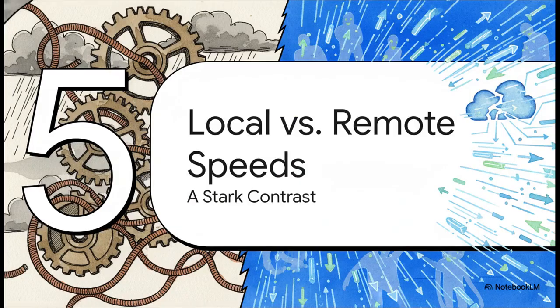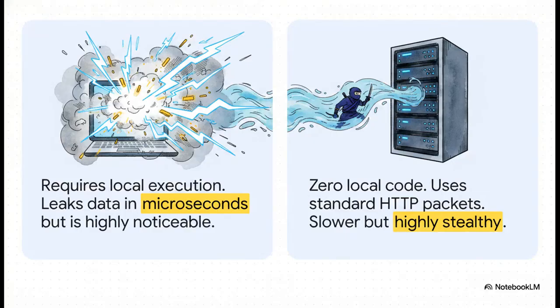Section 5. Local versus remote speeds. A stark contrast. Now, you might be wondering how this stealthy internet attack actually stacks up against older local methods. It's a pretty stark contrast. Local attacks are blisteringly fast, leaking data in microseconds, but they require code execution that your security software is probably going to detect. The remote attack, on the other hand, perfectly blends in as standard HTTP web traffic. It's infinitely stealthier. It is admittedly slower because it has to cut through network noise, but it's practically invisible.